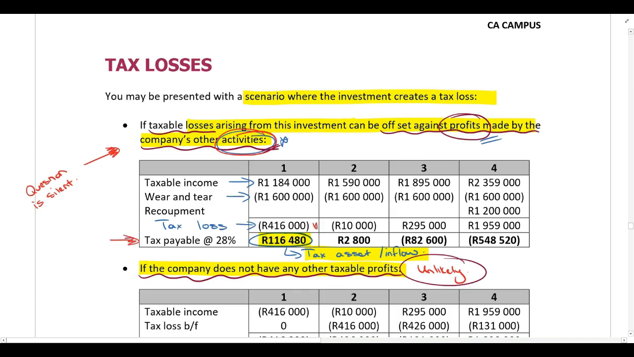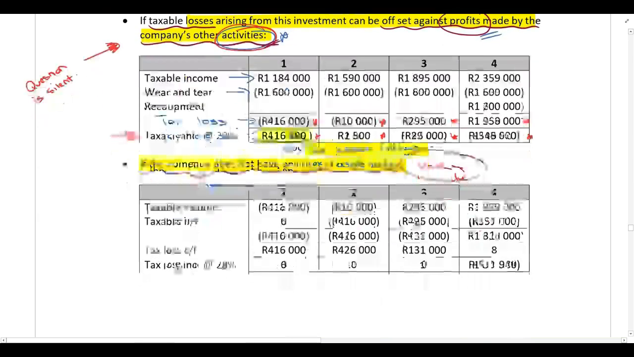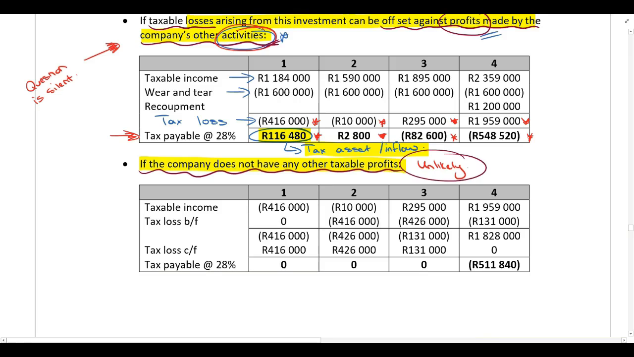So if the company has a tax loss, like we have in this example for the first 2 years, we show this as an inflow. Then the company has taxable income in the last 2 years, and they will then be taxed on that. So that is obviously an outflow. If you look at the next scenario, so this is where the company does not have any other taxable profits.